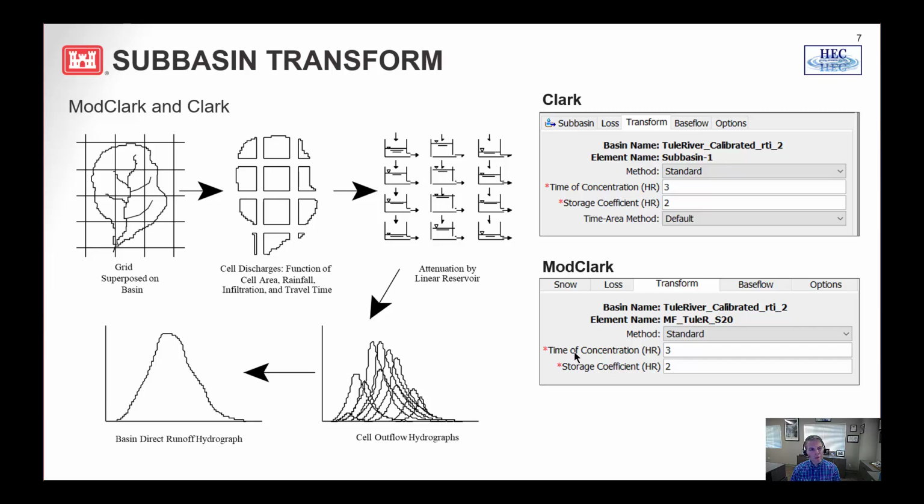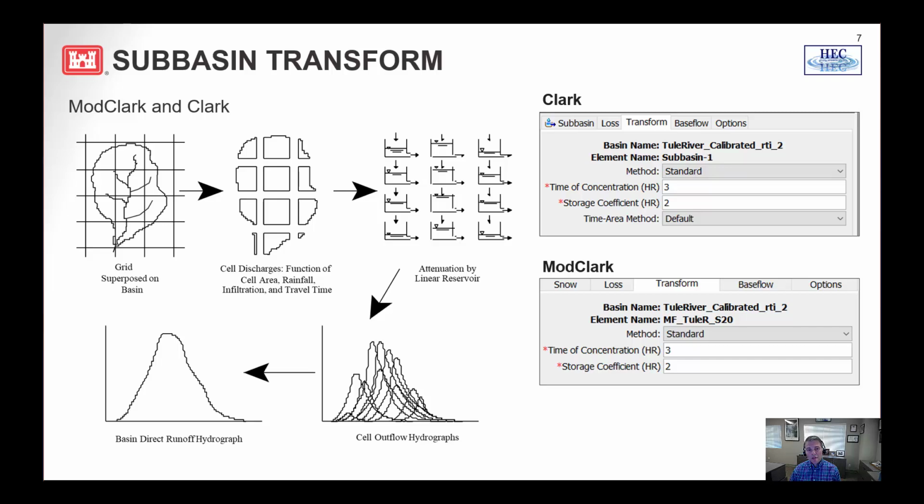So with the Mod Clark method, I really think of it as a distributed unit hydrograph approach. The program is computing unit hydrographs for each of these subbasins as water is routed from that grid cell to the outlet. Water is not routed from grid cell to grid cell, it's from the grid cell to the outlet. You can experiment. You can see if your run times drastically decrease by switching from Mod Clark to Clark. So just give that a try.